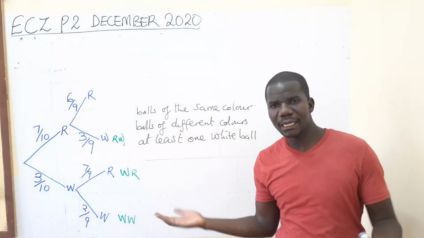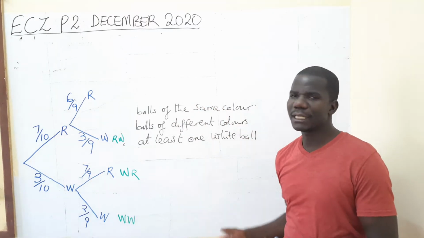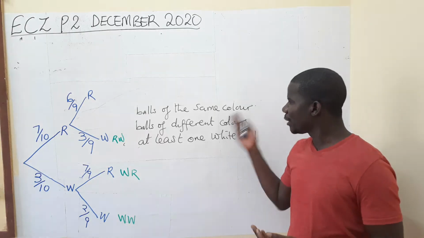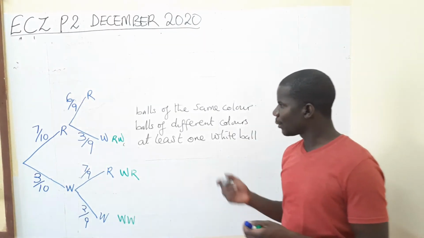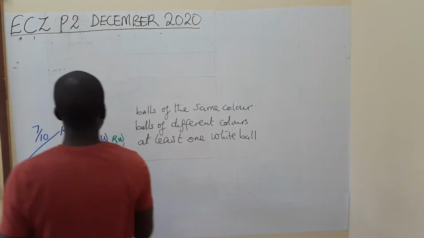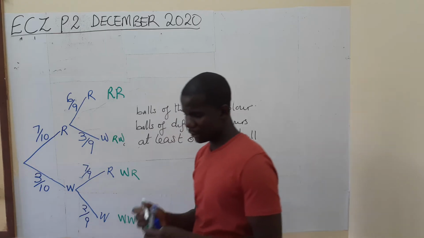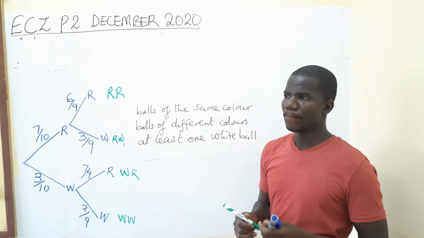Which color is that? The color has not been specified. For the first one, we were told both balls are red. It was specific. Now here, we haven't been told which balls. We have just been told balls of the same color. So here, we have two same colors: red, red, and white, white. So both of them do qualify because the question has not specified which color.